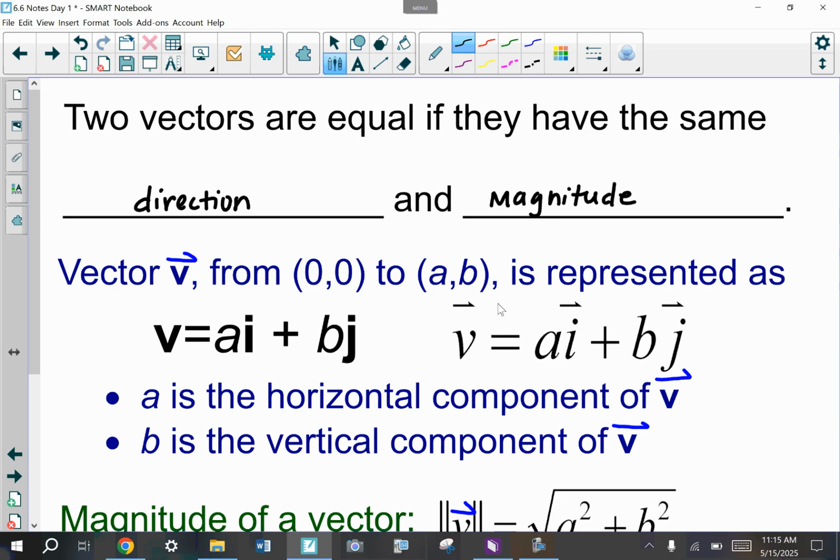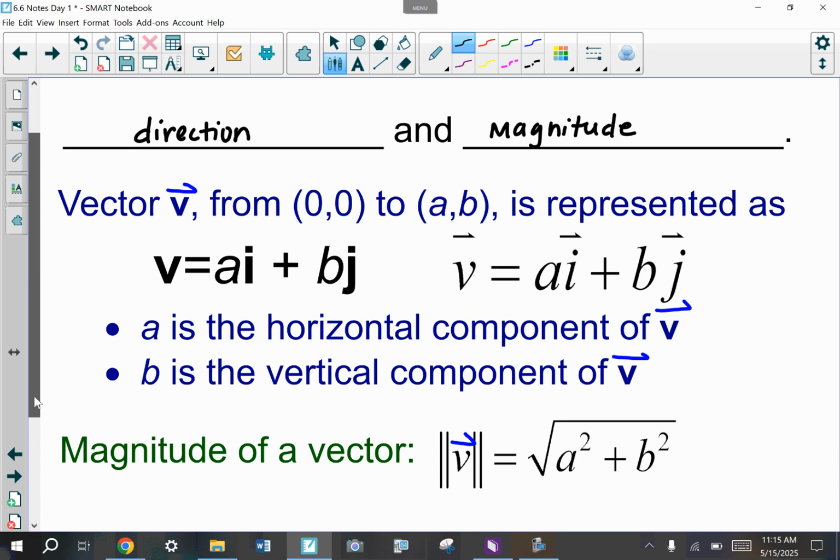As we look at vectors, again, they have direction and magnitude. We want to recognize that A is going to be the horizontal component and B is going to be the vertical component. So horizontal, we know, goes which way? Left and right, good. Vertical goes up and down, good. Remember, if it's a position vector, it's going to start at the origin, 0, 0, and it's going to go to a point called AB.